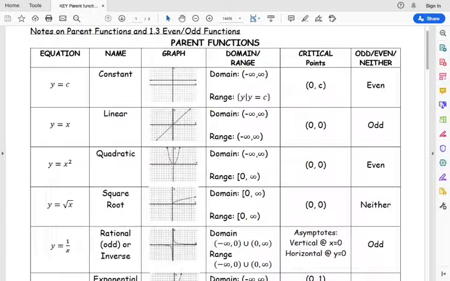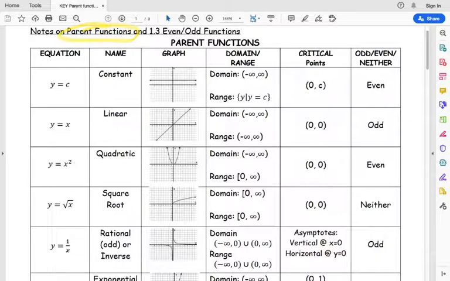Okay, we're going to do notes today over the parent functions. You focused on each of these last year in Algebra 2, so we're going to just make sure you remember all of them. They're important as you do extra things with these functions throughout the year in pre-cal. So I have the first five showing here on the screen.